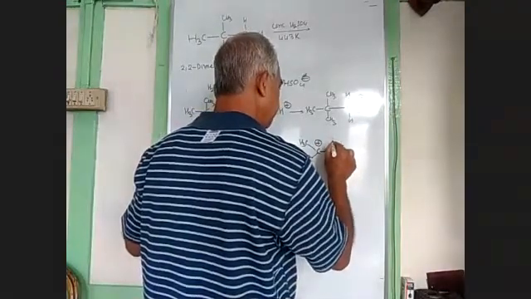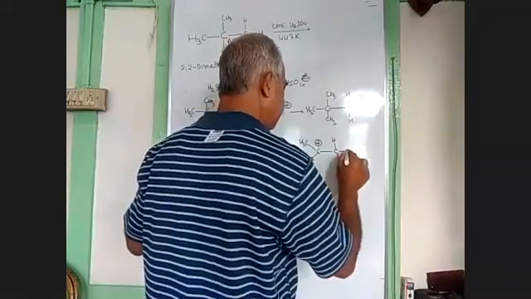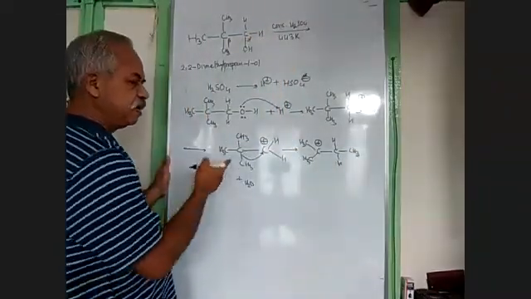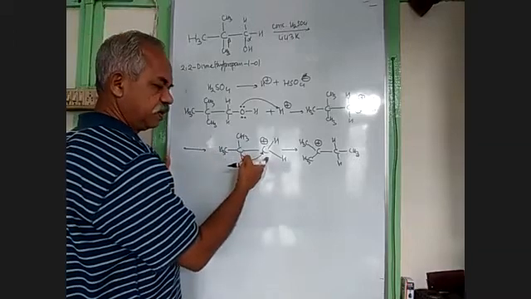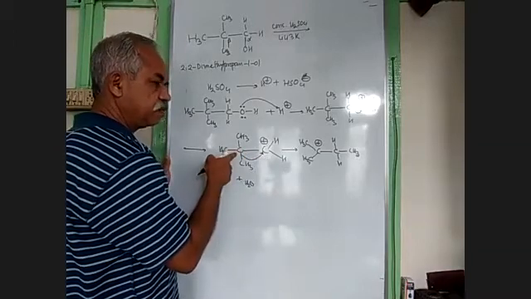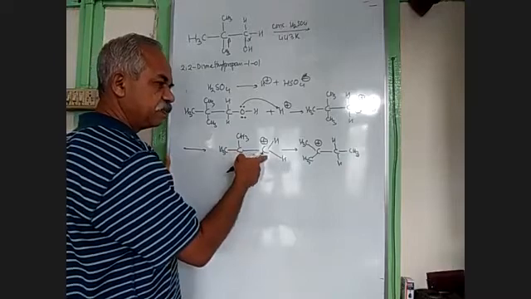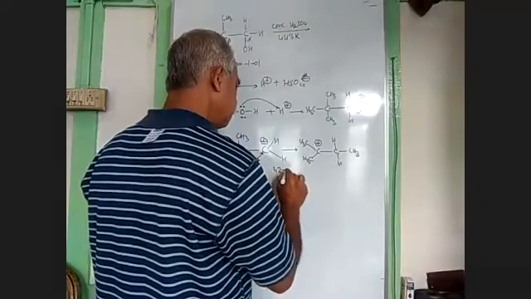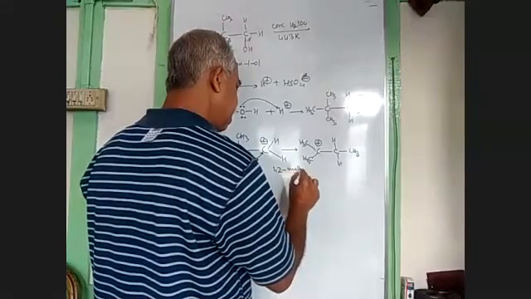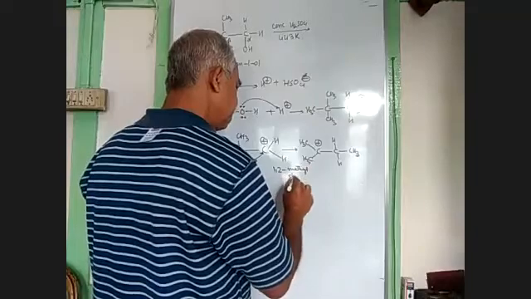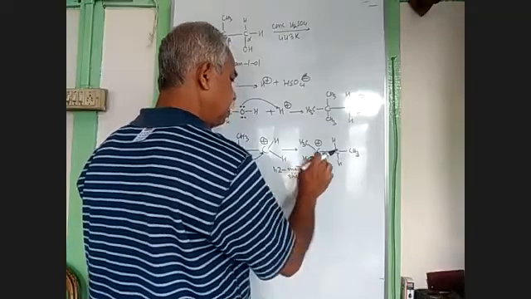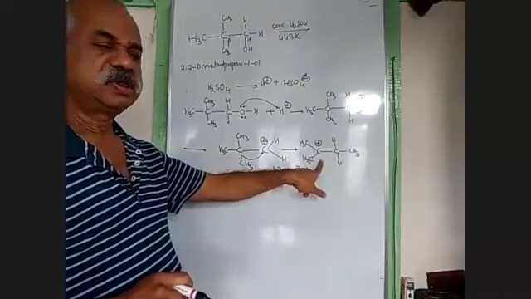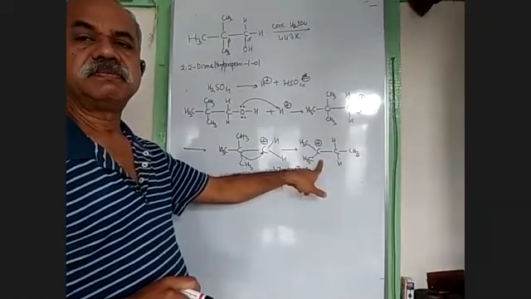The methyl has migrated. From where has it migrated? From this carbon to this carbon. This carbon we will say 1, and the next carbon is 2. So we'll write here now 1,2 methyl shift. See, why did it migrate? Because it has formed a more stable tertiary carbocation.